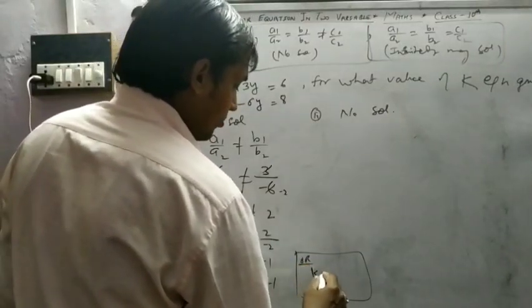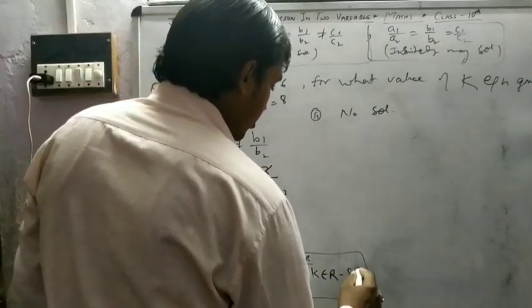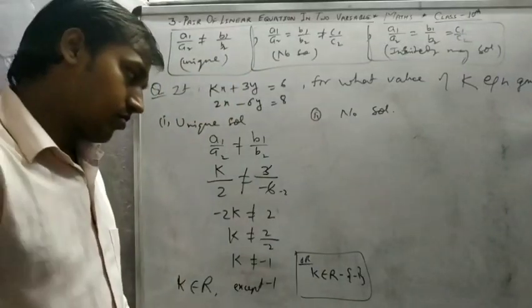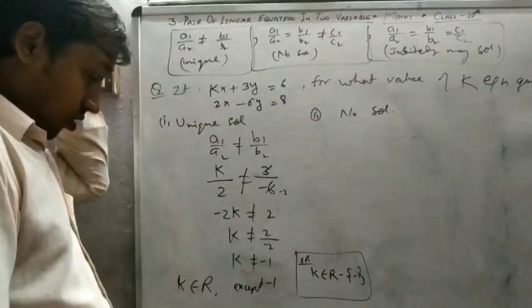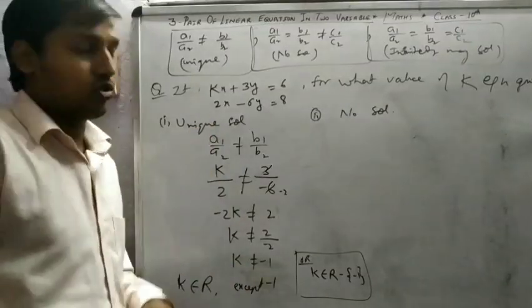k, all real numbers except minus 1. So this is the value of k when the equation gives a unique solution.